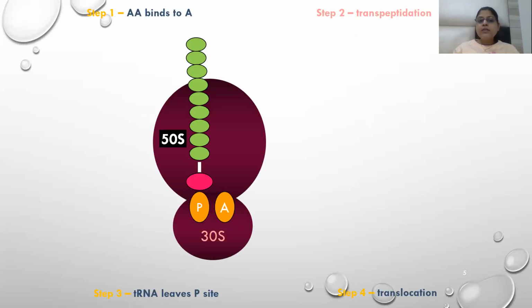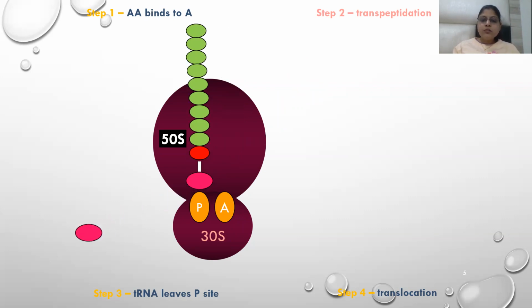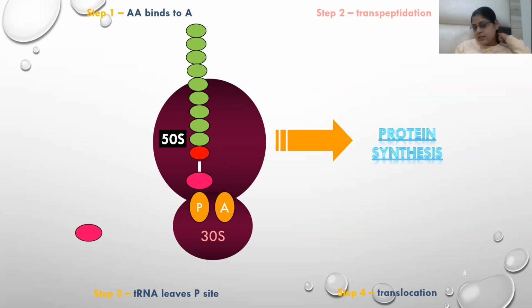It is like this: the amino acid binds to the receptor site, and then peptide bond formation takes place between the peptidyl side amino acid and the amino acid on the receptor site, and then transpeptidation takes place, and tRNA leaves the P site. Then the translocation process takes place. Like this, the amino acid attaches to the peptidyl site, and then this chain gets freed. It gets attached to the receptor site, and then tRNA is removed. This is how protein synthesis takes place.